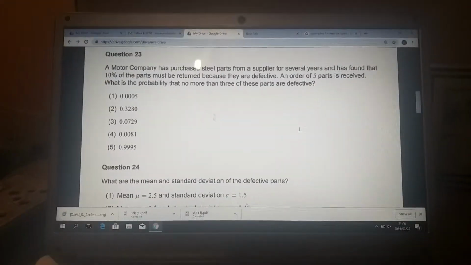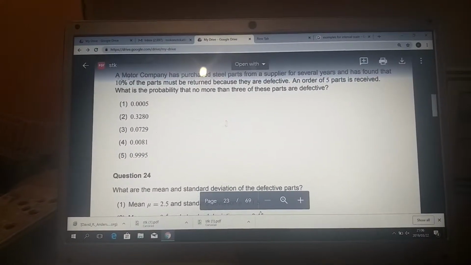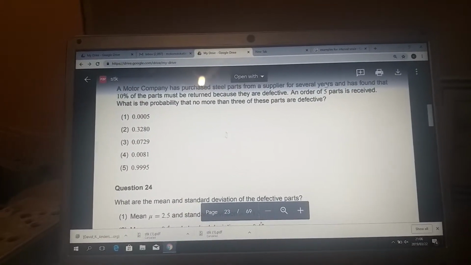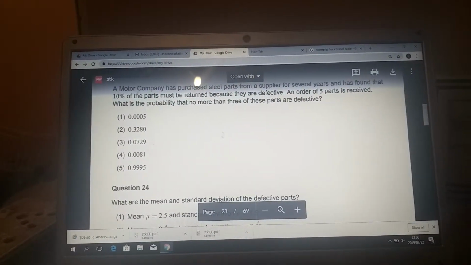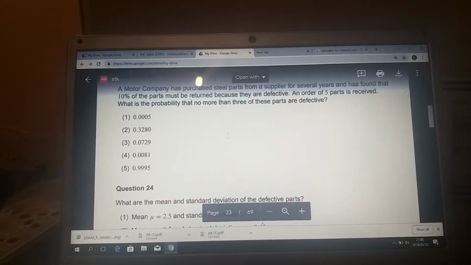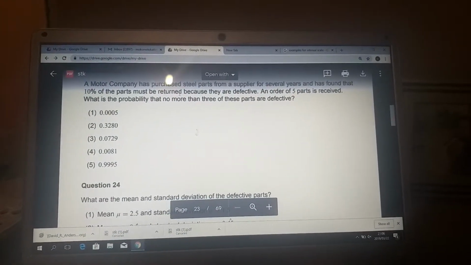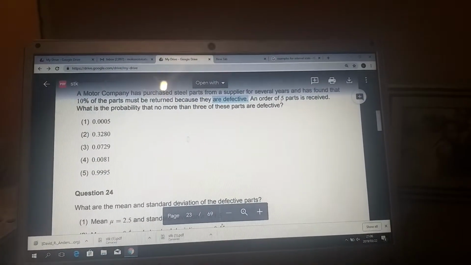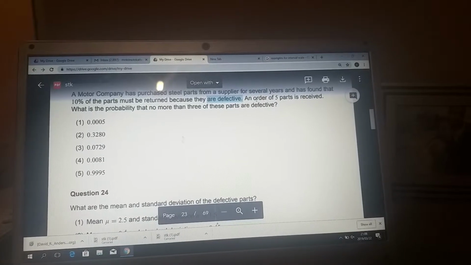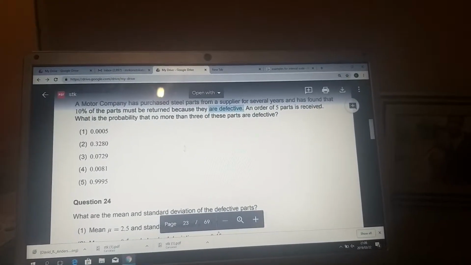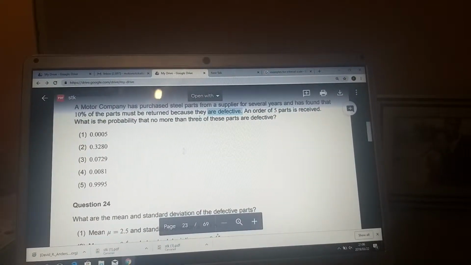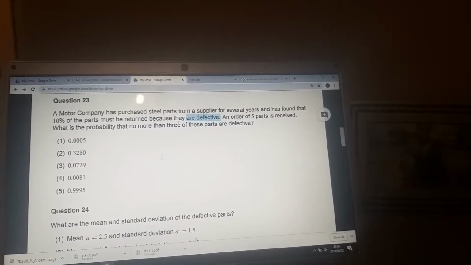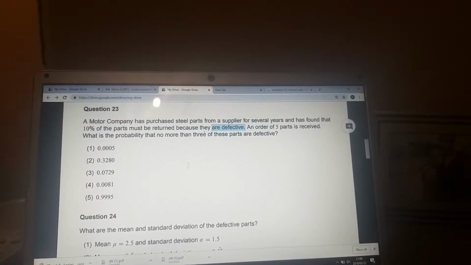So for this question, question 23 says that a motor company has purchased steel parts from a supplier for several years and has found out that 10% of the parts must be returned because they are defective. It says that an order of 5 parts is received. So, what is the probability that not more than 3 of these parts are defective?